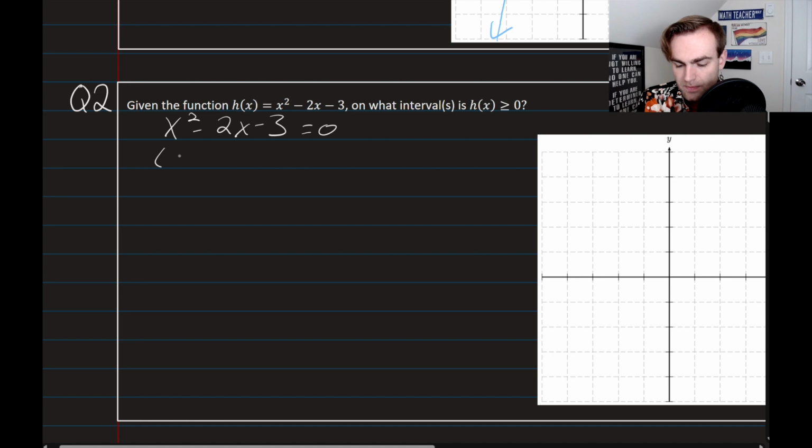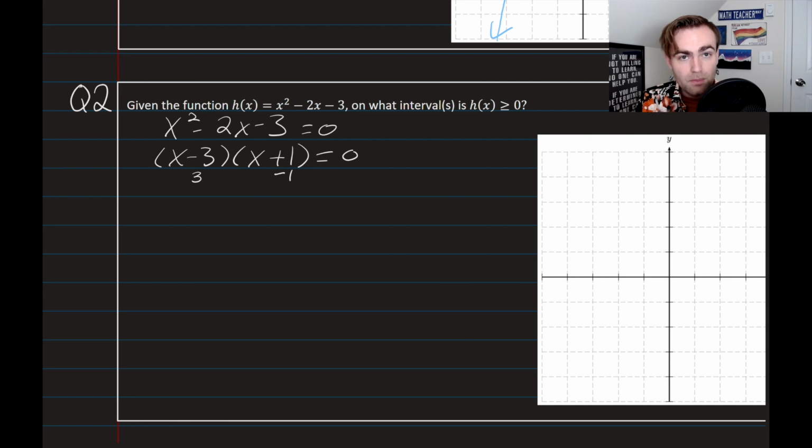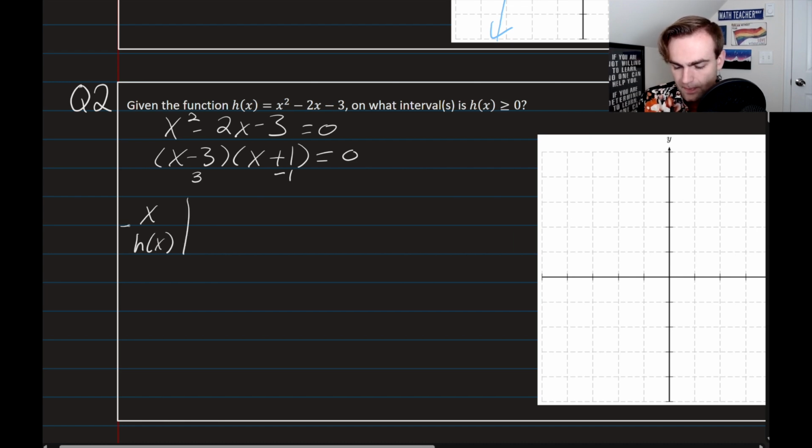So this one would be x minus 3 times x plus 1. So that means that 3 and negative 1 are our two zeros. So what I'm going to do is I like to make a number line or a chart to help me out with this. So I'm going to make a chart, and I'm going to say x is on the top, and I'm going to put h of x on the bottom. So I already know that it's 0 at negative 1, and I know that it's 0 at 3.